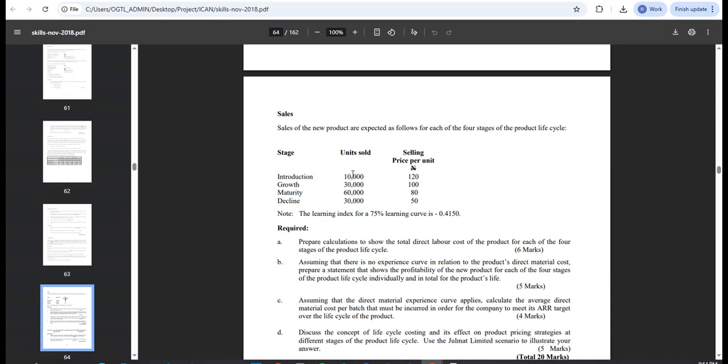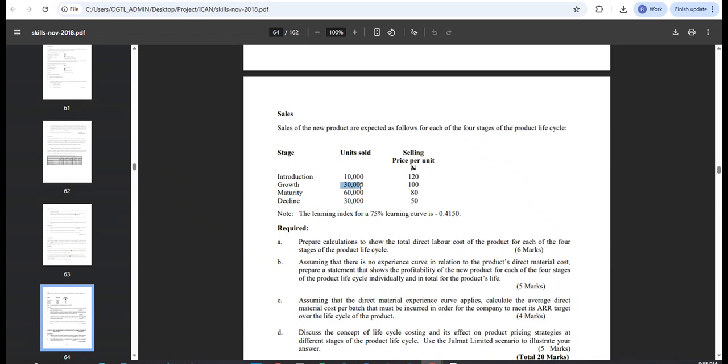Go ahead. Sir, the 30,000, is it exclusive of the introduction or inclusive of the introduction of 10,000? I don't understand. The 30,000, is it inclusive of the introduction unit? Does it include the 10,000 of the introduction unit or exclude it? Somehow I like the question.